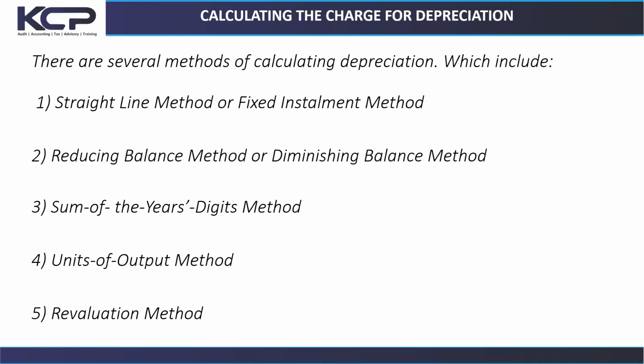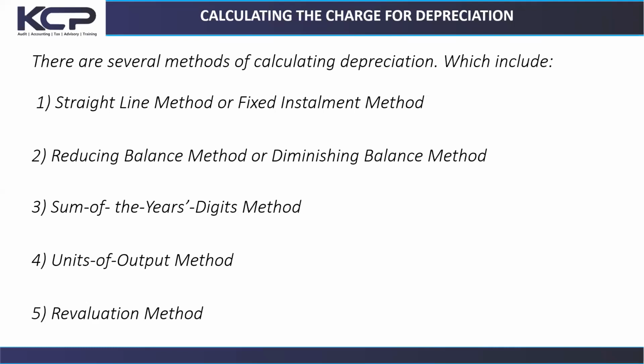Then units of output, this is usually peculiar to productive or production machineries, right? So if the asset has the capacity to produce, say, 100,000 units, then you are attributing the write-off of its value to how many outputs we were able to make from the asset in each year. So you are depreciating the asset based on the quantity of output the asset has given to you.